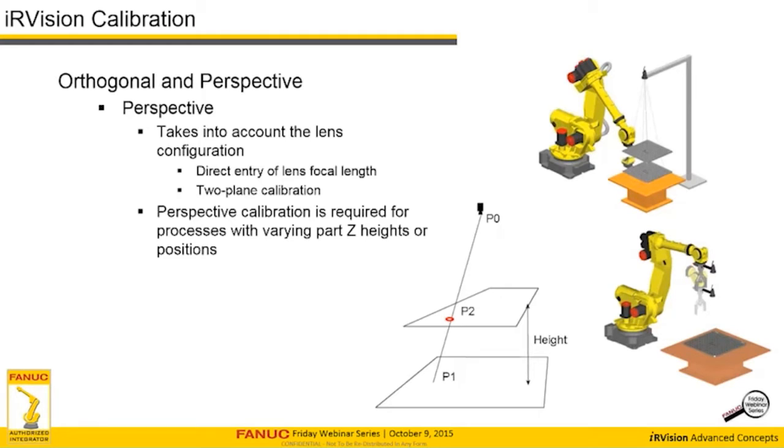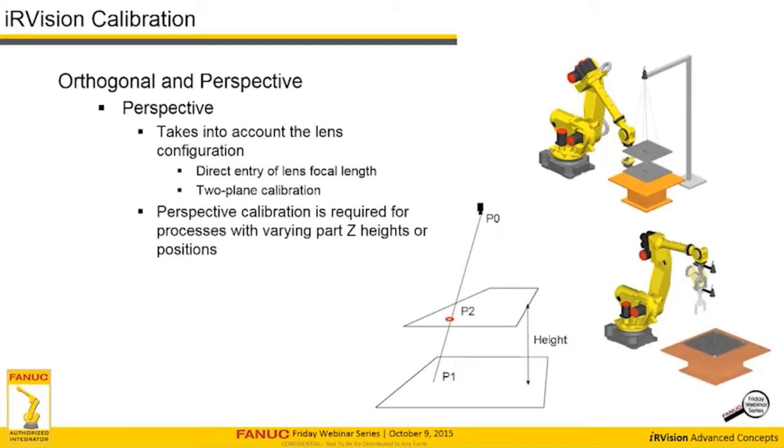Because of the angle of the field of view, the part will be perceived to be at a different position. With perspective calibration and knowing what Z height that part's at, we're able to correctly provide the position of that part when it is in P2, even though the calibration was done in plane 1. So that's perspective calibration.